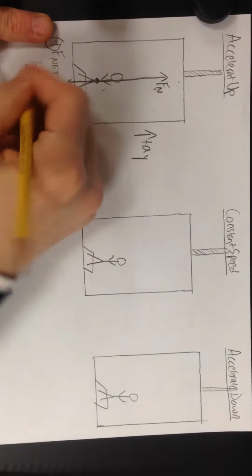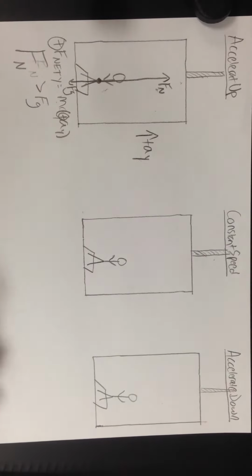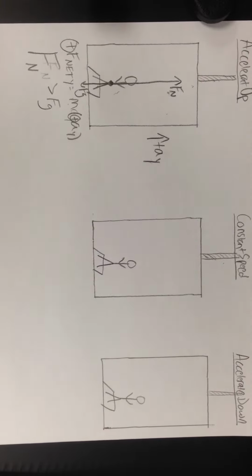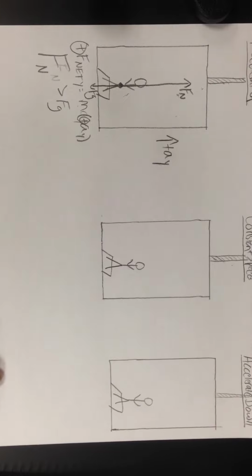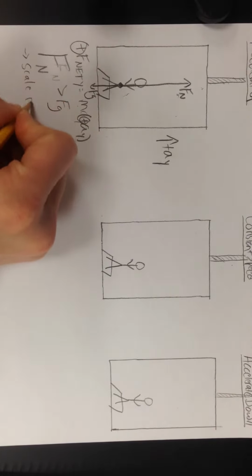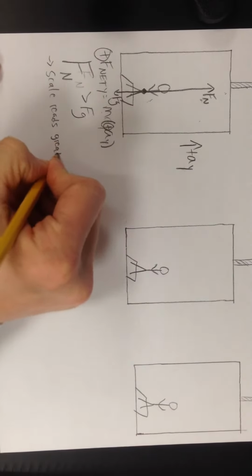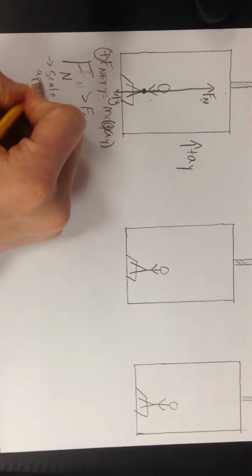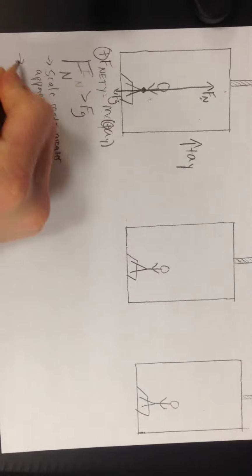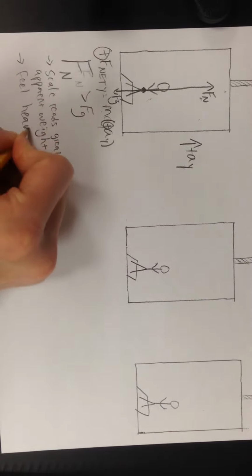And I like to draw it like this too. See how Fn is greater than Fg right there when we accelerate up. Fn needs to win. So what does the scale read when we accelerate up? Scale reads a greater apparent weight. And what do you feel? When the scale reads a greater apparent weight, you feel heavier.